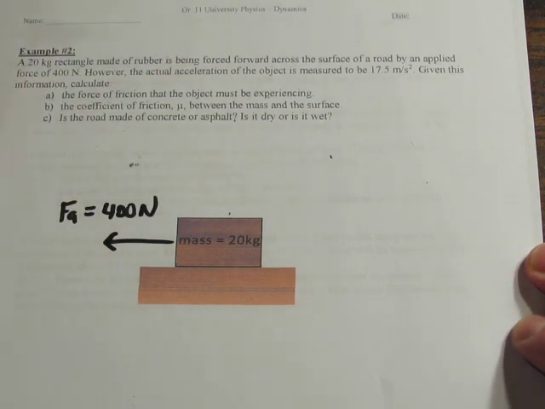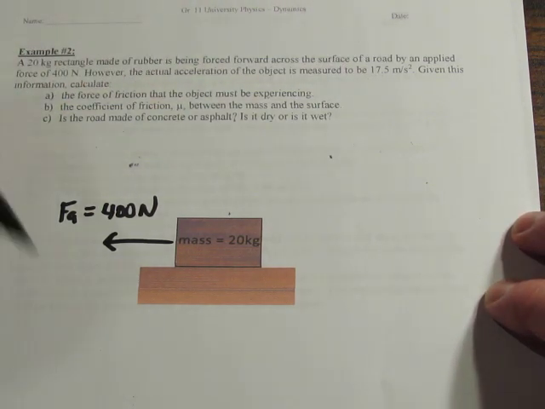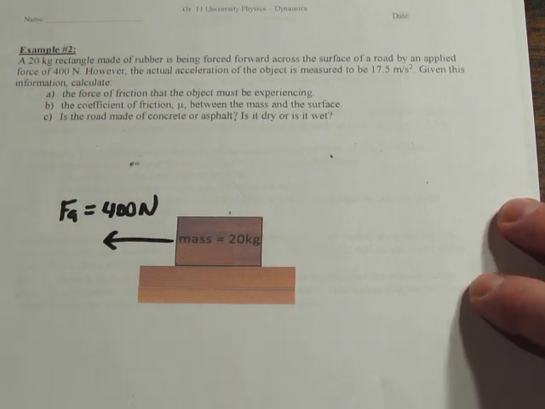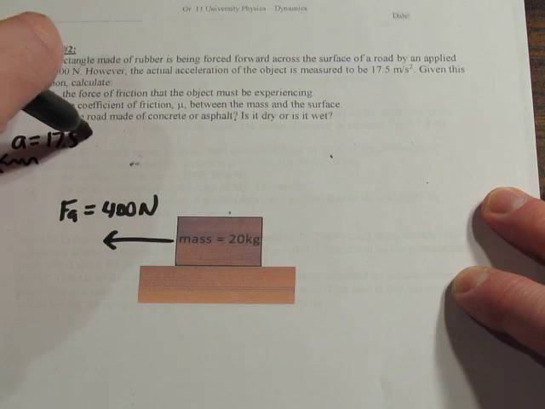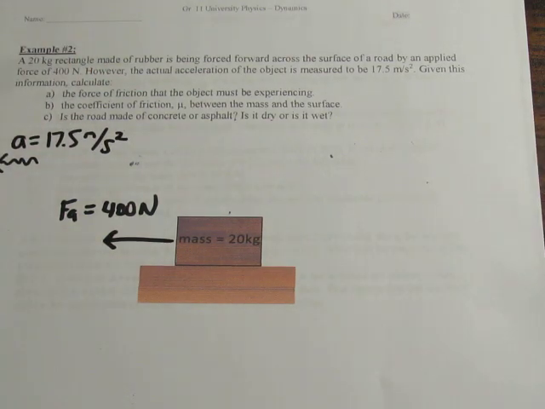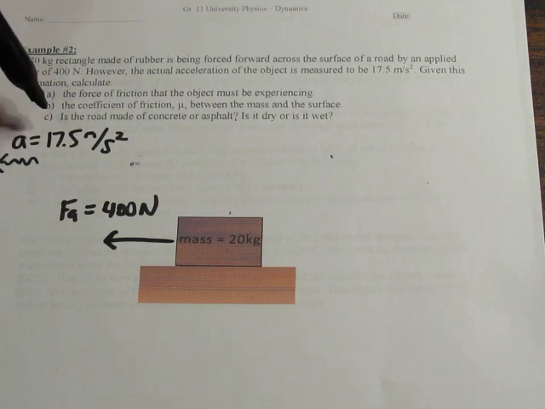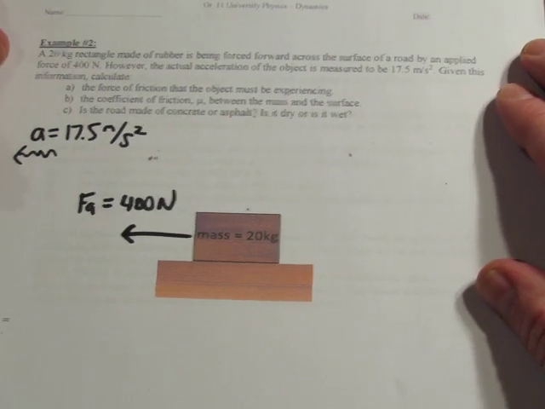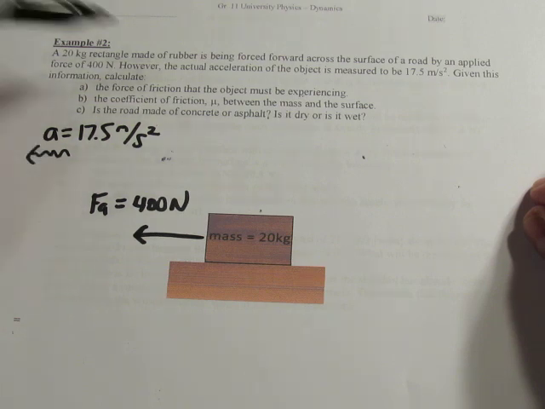However, the actual acceleration of the object is measured to be 17.5 meters per second squared. Can't really label an acceleration on here, but I'll do it like this, I suppose, a little squiggly line maybe, just to remember that the acceleration is 17.5 meters per second squared. That's it. That's all the information you're given, and it says calculate all this stuff. Calculate the force of friction, calculate the coefficient, and then part C asks you about the road, what it's made out of. So how do you start this question? How do you calculate force of friction when you're not given any other information?